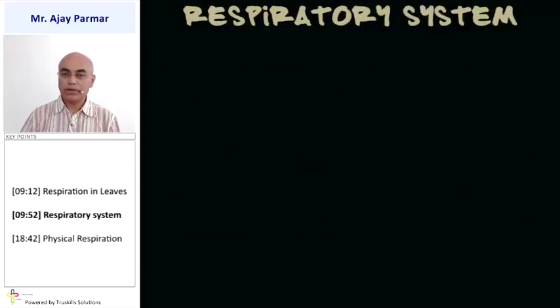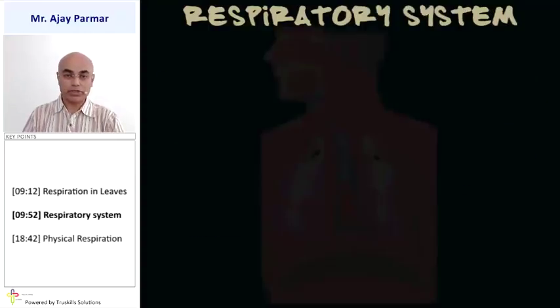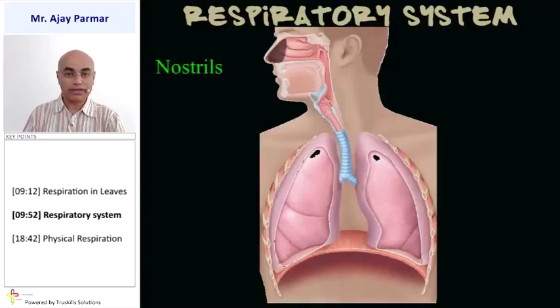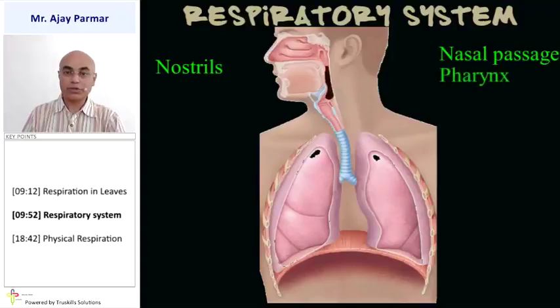Let us understand the human respiratory system. So this is the diagram of the human respiratory system. The various parts that we have in the human respiratory system are, number one, the nostrils, as you can see shown on the figure. Then the nasal passage. The next one is the pharynx.